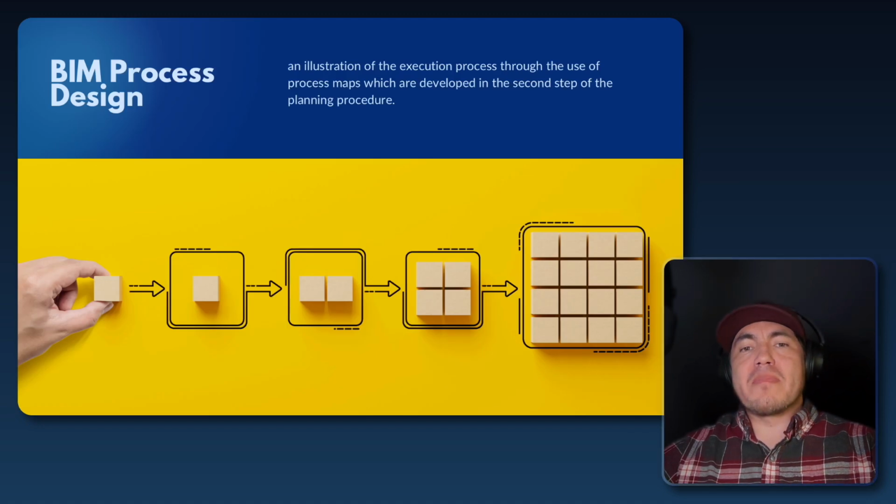Let's talk about the BIM process design. This is where we really start to map out how BIM will be used. We do this through what we call process maps. Process maps are visual representations of the workflow, essentially a guide to how different tasks and processes interact. They show the big picture of how the team will collaborate, from initial design reviews to construction coordination and beyond. By having a clear illustration of the execution process, everyone can see where they fit into the larger plan. It is like giving everyone a playbook for how we'll work together.